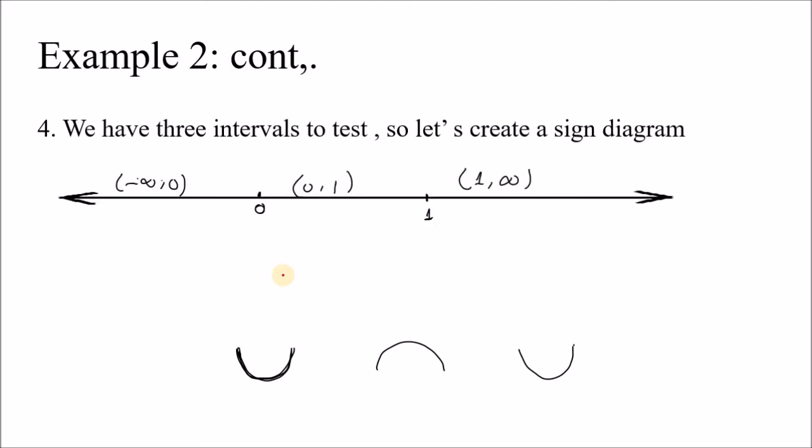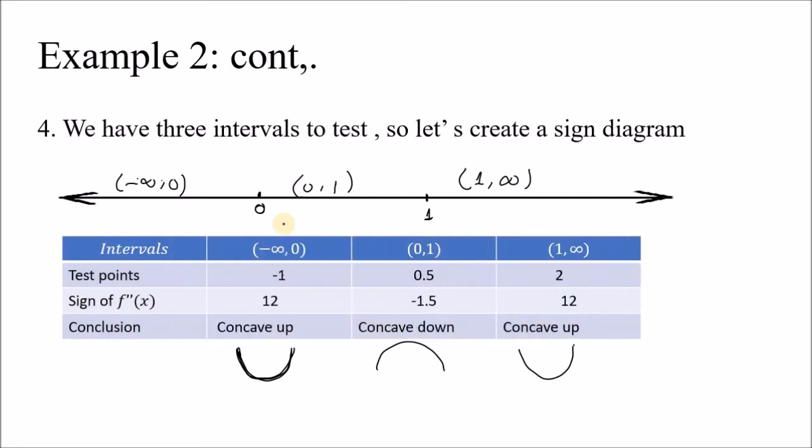Namely, those intervals happen at the points that we got from step number 2, which are 0 and 1. So we have 3 intervals: from negative infinity to 0, from 0 to 1, from 1 to positive infinity. If we create the sign diagram, we will get the intervals. So we have negative 1 from the first interval, 0.5 from the second interval, and 2 from the third interval.